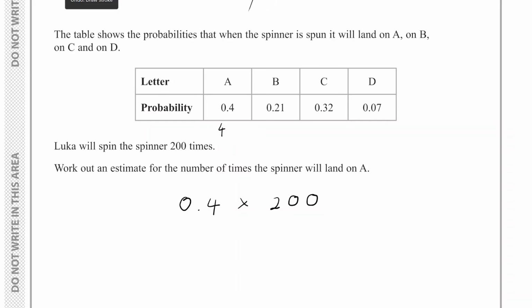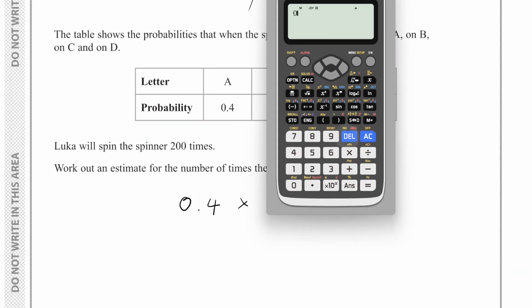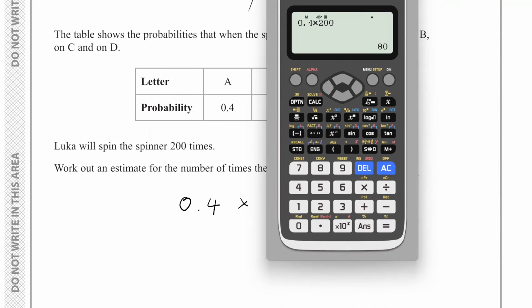Either one of those, 0.4 times 200 is 80. So it's 80 times.